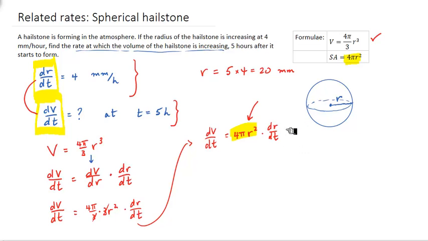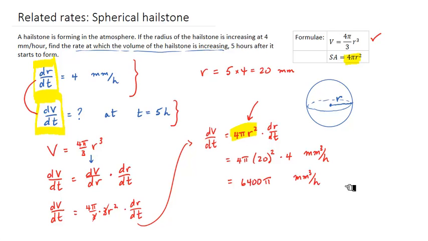And dr by dt we know is equal to 4 millimeters per hour. So if we substitute in, we get 4 pi multiplied by 20 squared multiplied by 4. The units here are all millimeters and hours. So because this is working out to be dV by dt, this will be cubic millimeters per hour. And that works out to be equal to 6,400 times pi millimeters cubed per hour.